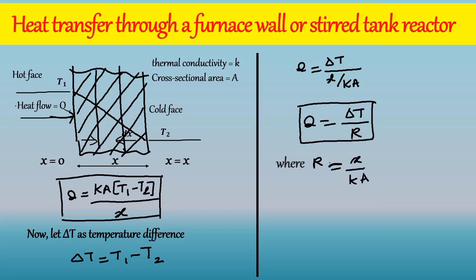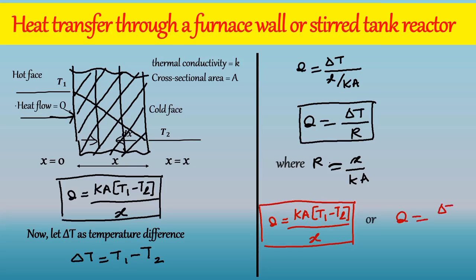Hence we get the heat flow equation for plane wall as Q is equal to K A (T1 minus T2) divided by X, or Q is equal to delta T by R, where R is equal to X by K A. So that's all about heat transfer through plane wall.